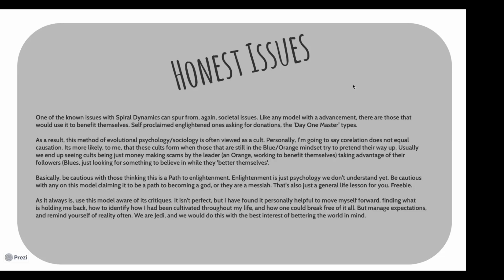Personally, I'm going to say that on the basis of cults, correlation does not equal causation. It's more likely that these cults form when they're still in the blue to orange mindset and trying to pretend their way up. So usually we see these cults being used as a money-making scam by a leader. So obviously an orange type personality that's gathering their group, but also using them to profit, or taking advantage of their followers, who would be blue, because these blue people are coming in just looking for something to better themselves. And they end up falling prey to somebody who wants to make money.